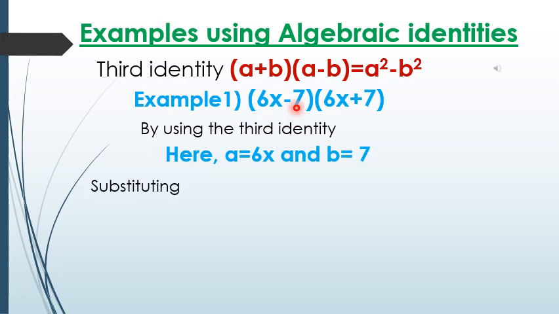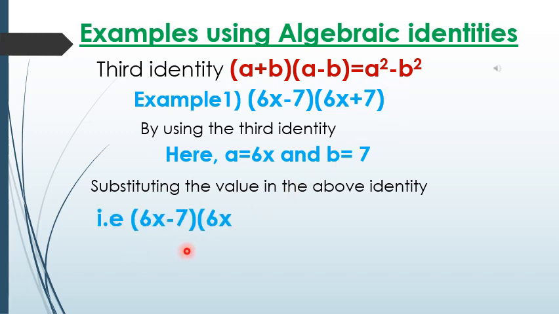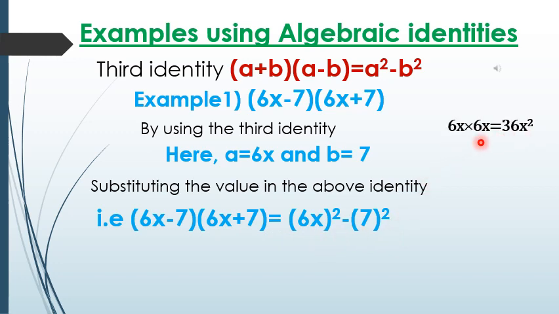Substituting the value in this identity, that will be (6x minus 7) into (6x plus 7) is equal to 6x whole square minus 7 whole square. That is equal to 6x whole square is 6x into 6x, 36x square, minus 7 square, which is 7 into 7, that is 49. So the answer is 36x square minus 49. That's all.